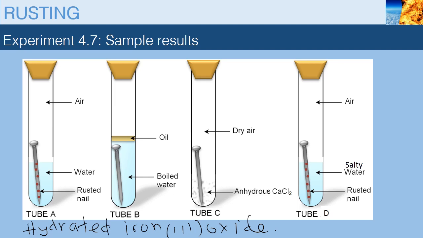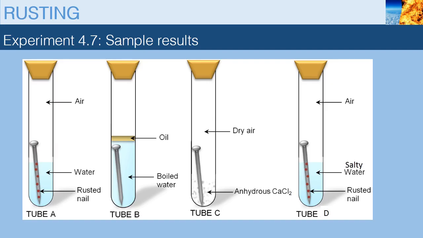In test tube D, there was still the presence of oxygen in air that dissolved in the salty water, and the reaction of iron and oxygen took place to form iron 3 oxide, and then water reacted with iron 3 oxide to form hydrated iron 3 oxide. However, the rusting here in test tube D was more intense because the salty conditions accelerate rusting.